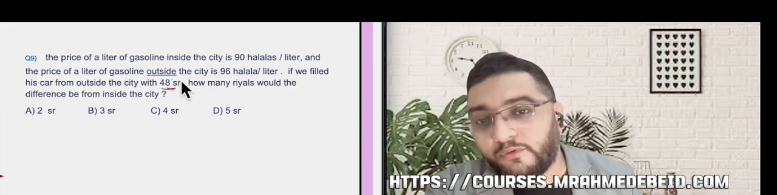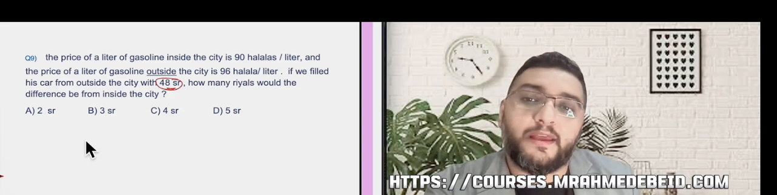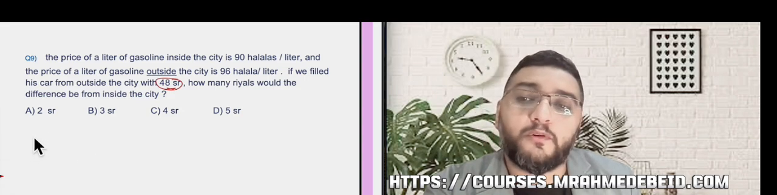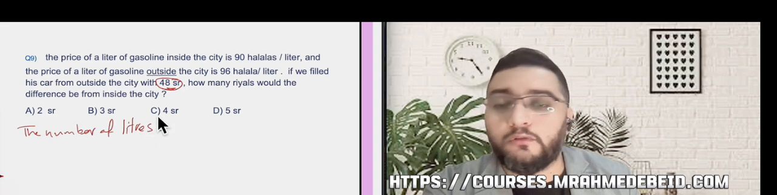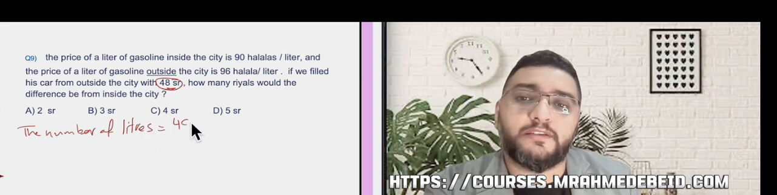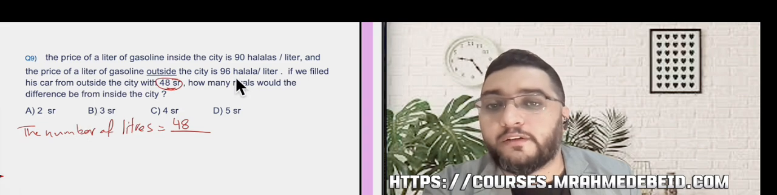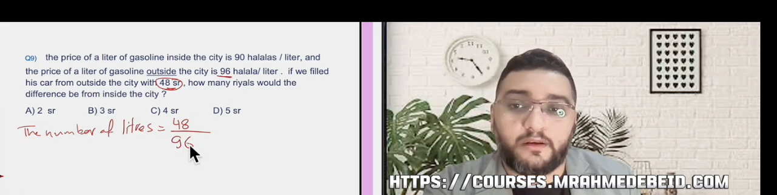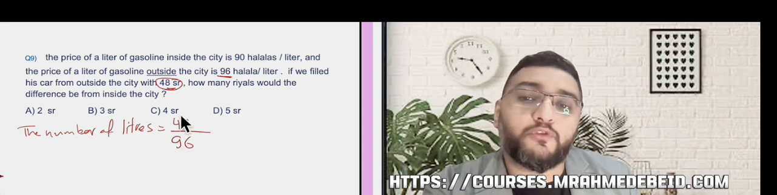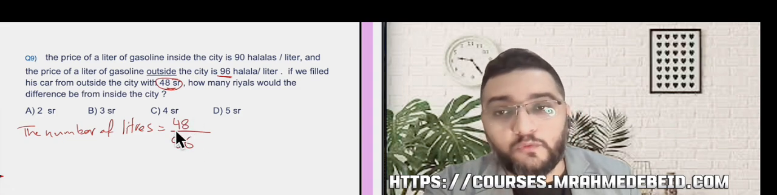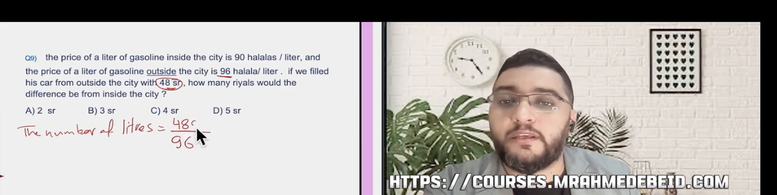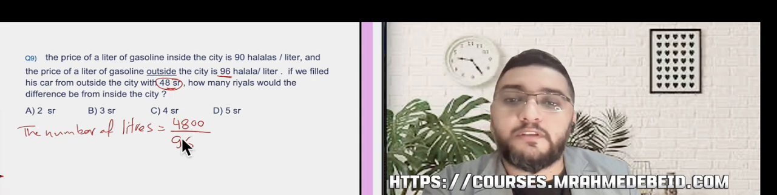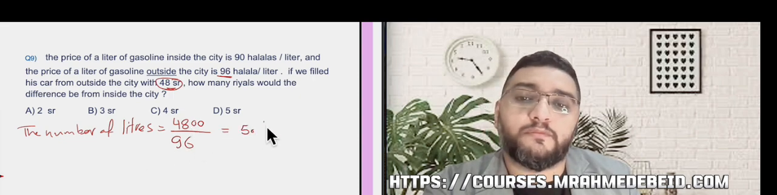In this question, we filled the car with 48 riyals. Now we want to find the number of liters. So the number of liters equals the total cost outside the city, which is 48 riyals, over the cost of 1 liter. The cost of 1 liter is 96 halalas. Now we are dividing riyals by halalas, so you have to change from riyals into halalas. You know that 1 riyal equals 100 halalas. So just multiply 48 times 100. It will be 4,800. 4,800 divided by 96 is 50 liters.